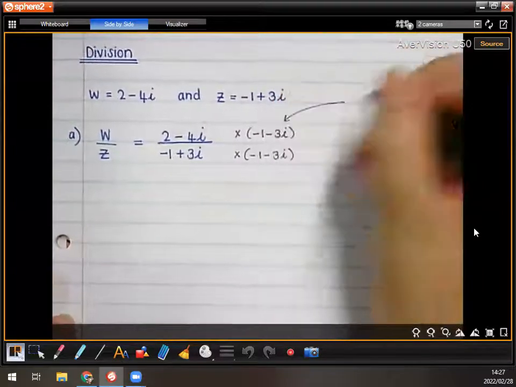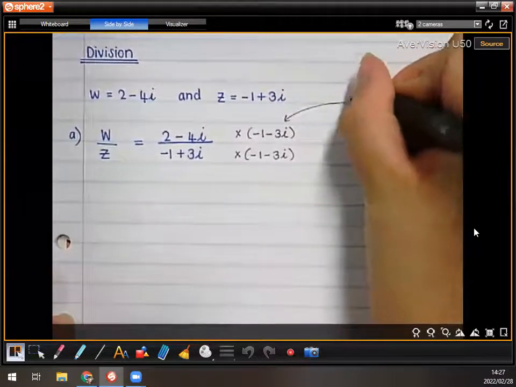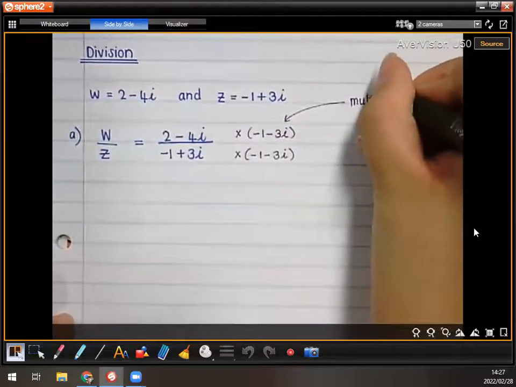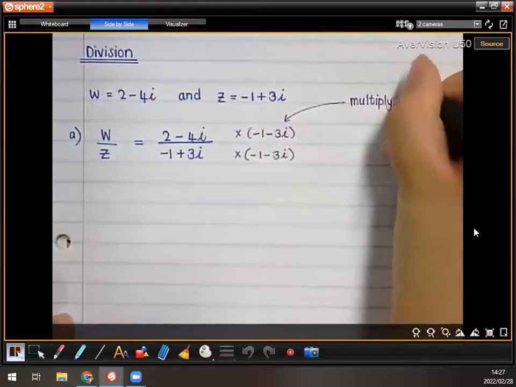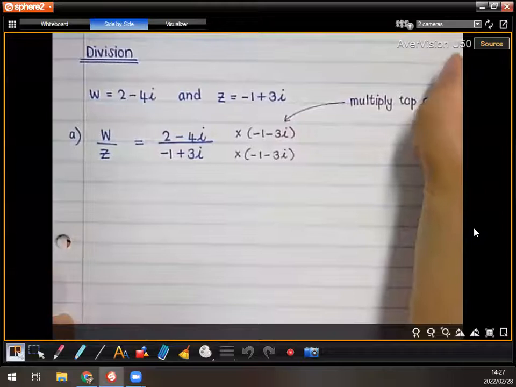Take a note. Multiply top and bottom, or you can write numerator and denominator if you want to.